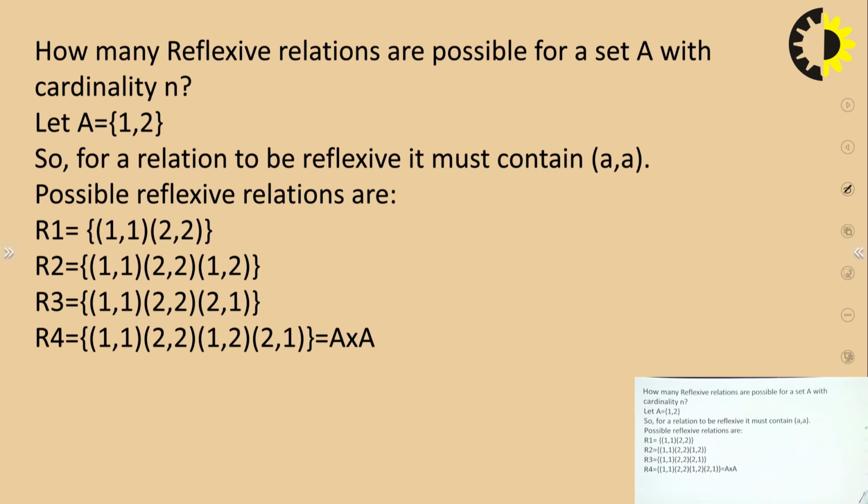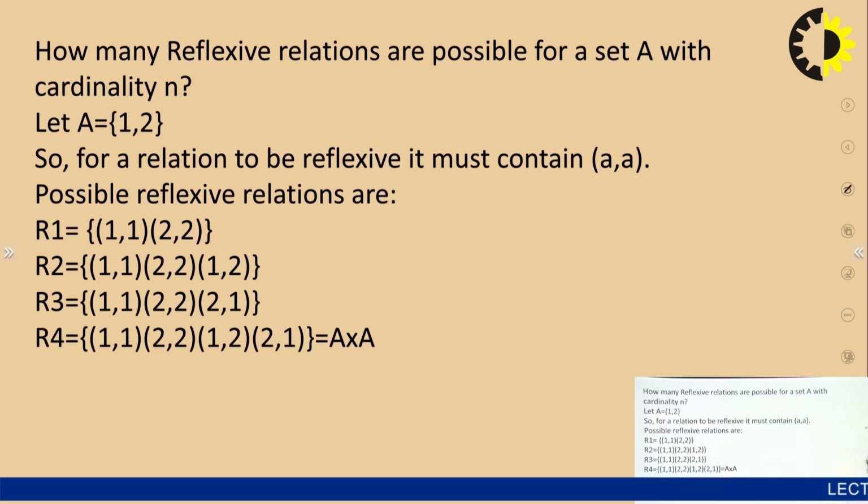Now, let's talk about what is going to be the number of reflexive relations which will be possible for a set A with cardinality n. Now, let us take one example. Suppose my set A has two elements 1, 2. So, now how many reflexive relations will be possible? I have written down the relation R1 which is the smallest reflexive relation in this case, which will contain only the diagonal elements, that is 1, 1 and 2, 2.